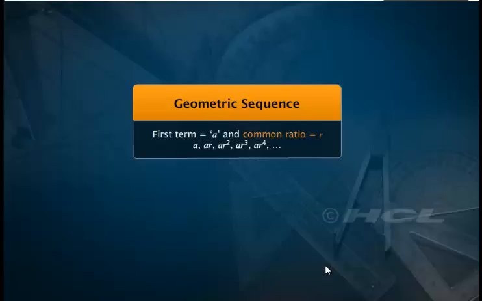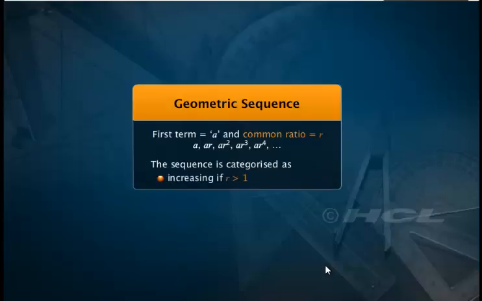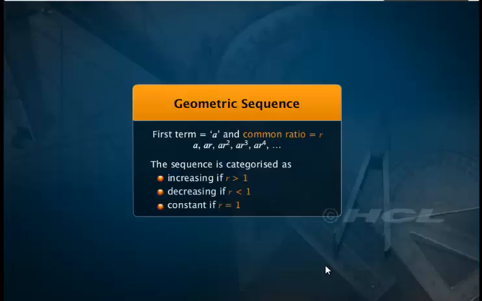A geometric sequence is categorized as increasing if the common ratio R is greater than 1, decreasing if R is less than 1, or constant if R is equal to 1. A geometric sequence may also be finite or infinite depending on whether the number of terms in the sequence is finite or infinite.